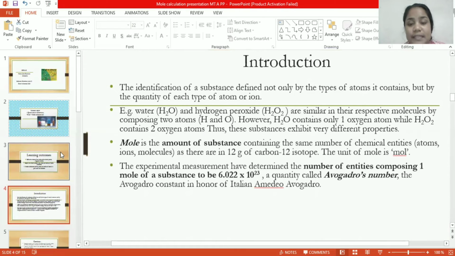Mole is the amount of substance containing the same number of chemical entities, like atoms, ions, or molecules, as there are in 12 grams of carbon-12 isotope. The unit of mole is given in mol. Experimental measurements have determined the number of entities composing a mole of a substance to be 6.022 times 10 to the power of 23. This quantity is called the Avogadro number. The Avogadro constant is in honor of an Italian, Amedeo Avogadro.